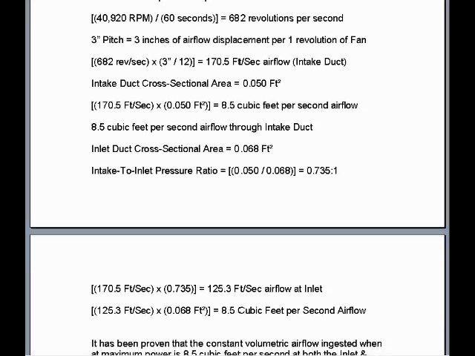Previously, we calculated the intake to inlet pressure ratio. Since going from the intake to the inlet is a divergent nozzle, the pressure ratio will be obviously below 1. By dividing the cross-sectional area of the intake, 0.05 square feet, into 0.068 square feet, the cross-sectional area of the inlet, we get an intake to inlet pressure ratio of 0.735 to 1.